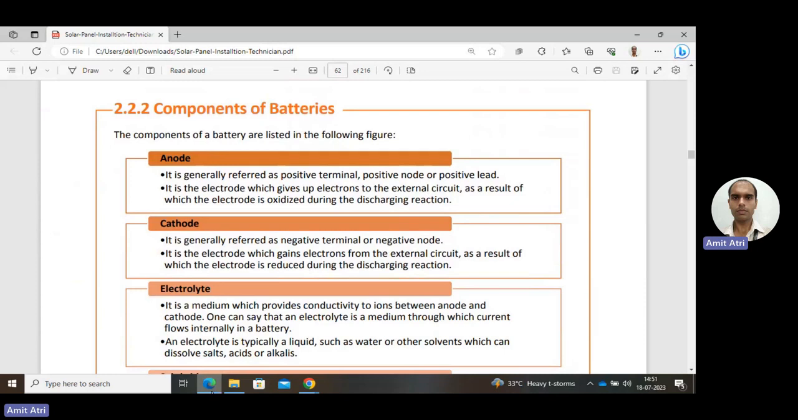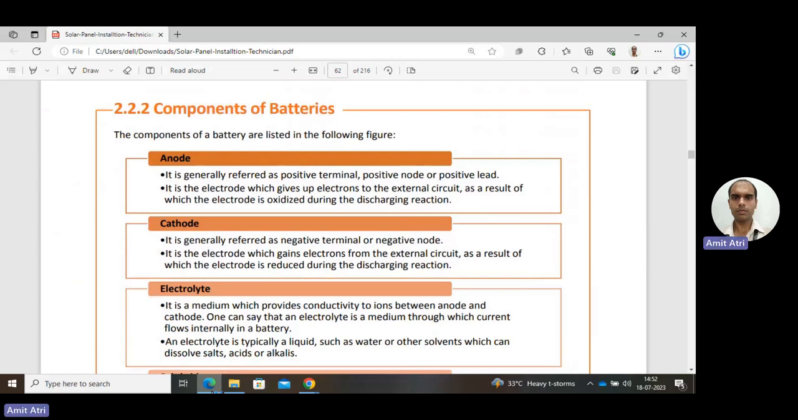So components: anode. The anode is the positive terminal, positive node, or the positive lead. It is the electrode which gives electrons to the external circuit, as a result of which the electrode is oxidized during the discharging reaction. Discharging means when the power from the battery is taken to the load. That's the discharging period.